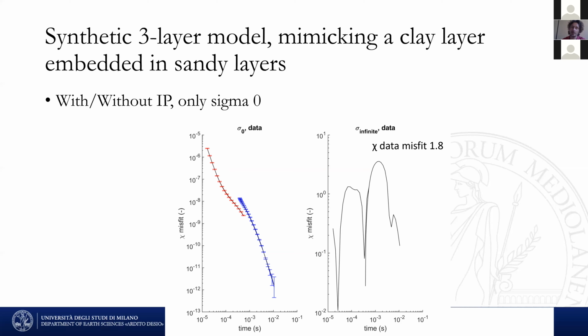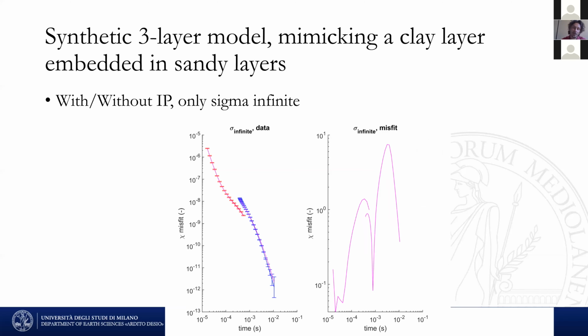So this means that simply a mixture of clay and sand in the ground gives rise to an IP effect that is significant. It is so big that we have twice the misfit that we would like if we disregard the IP phenomenon. And this is not because we used the DC conductivity, because if we go for sigma infinite, so for the conductivity at high frequency, the misfit is even higher. So we are at 2.4.